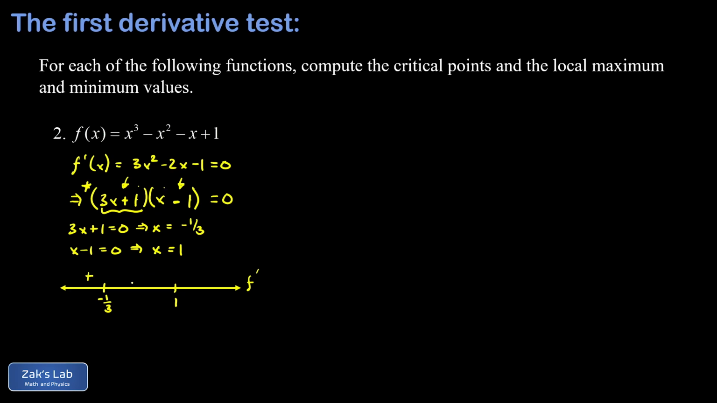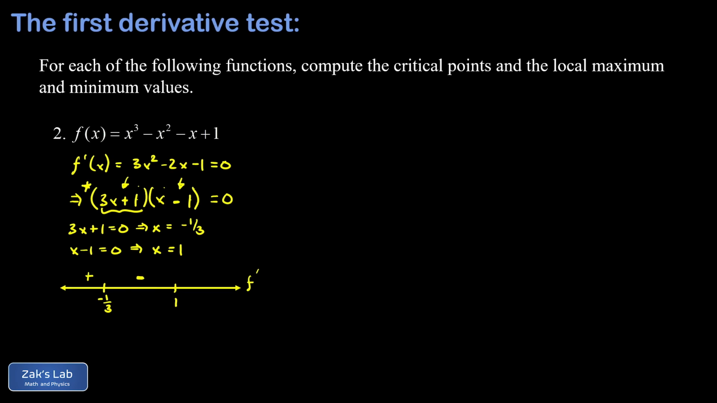Same type of reasoning on this in-between region. You could plug in a specific number if you want, or you can just look at the signs of each of these binomial factors, knowing that x is bigger than -1/3. With x bigger than -1/3, that means 3x plus 1 is going to be a positive number. X minus 1 is still a negative number in this region, and so I end up with a negative result for f prime.